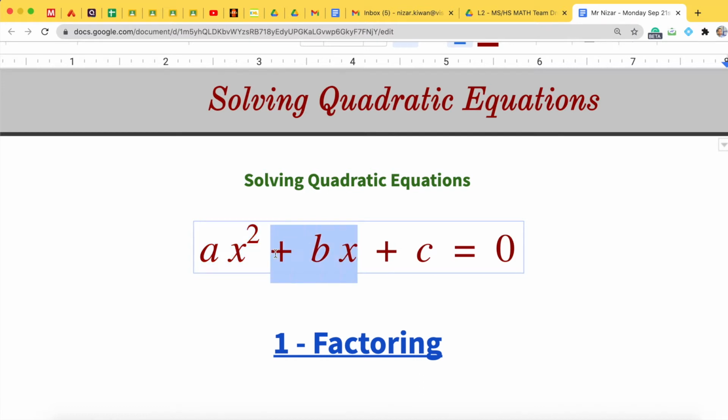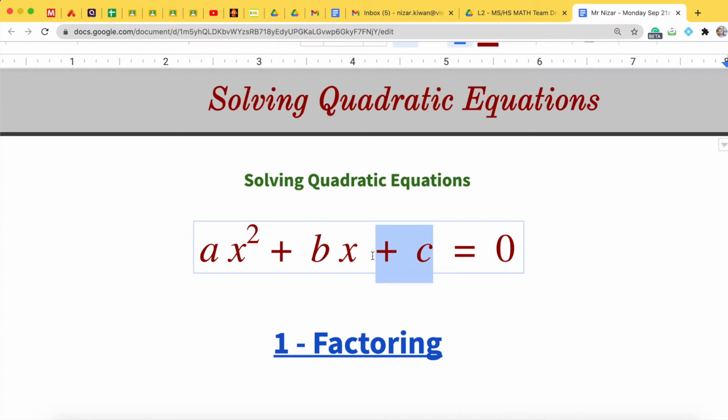Then we have the second term, which we call the linear term because x has the power of 1, and the coefficient of it is called b. And we have the constant, the third term, which is only a number. It doesn't have x at all. So there are three terms in a quadratic equation, usually three terms.